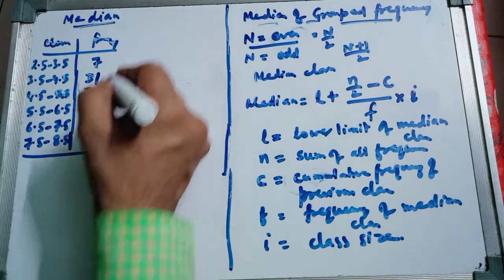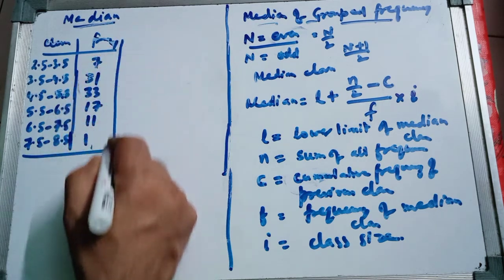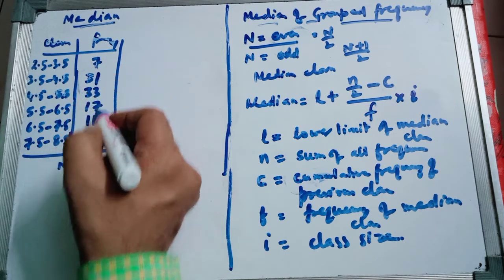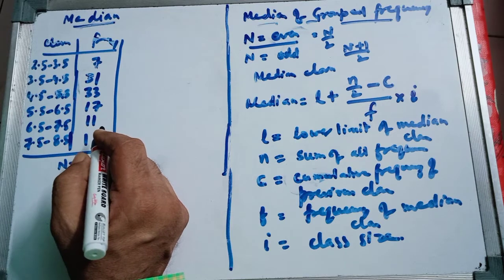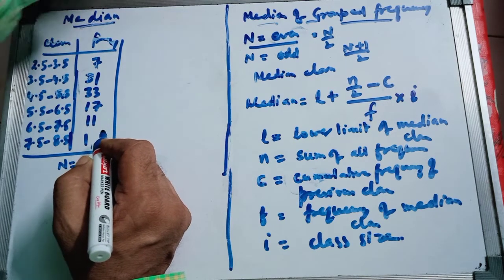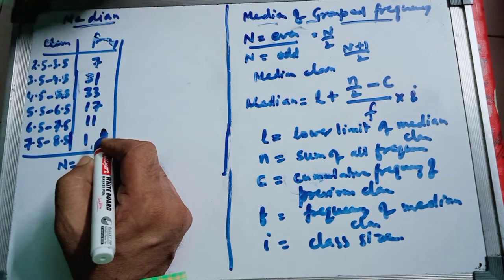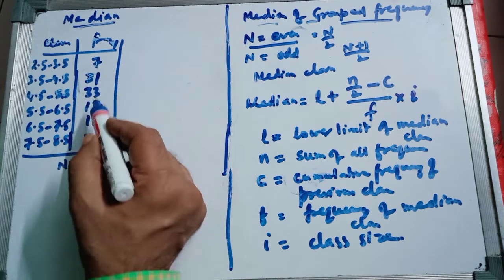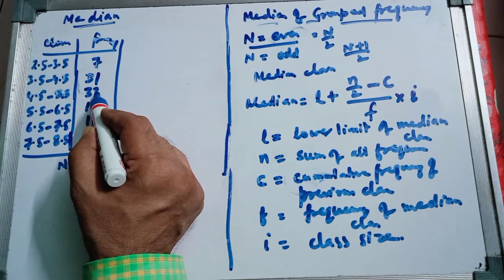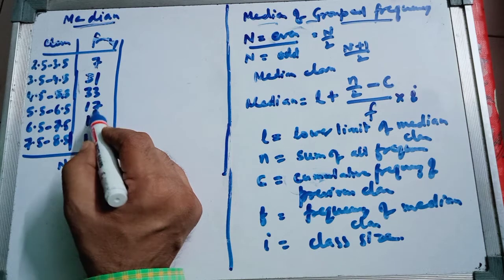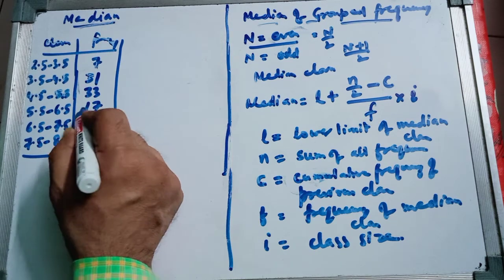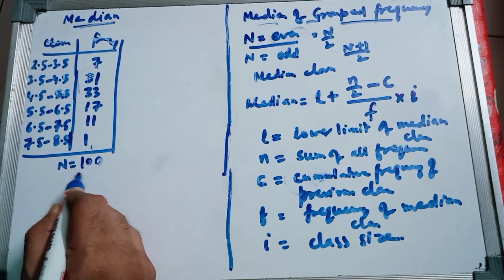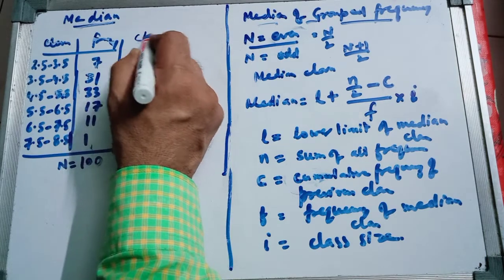Now first you add all these and get the sum of these. That becomes the value of n. So what is the sum? You add all these. What is this total sum? Check it. So n is 100. N is even. So now you find out cumulative frequency.